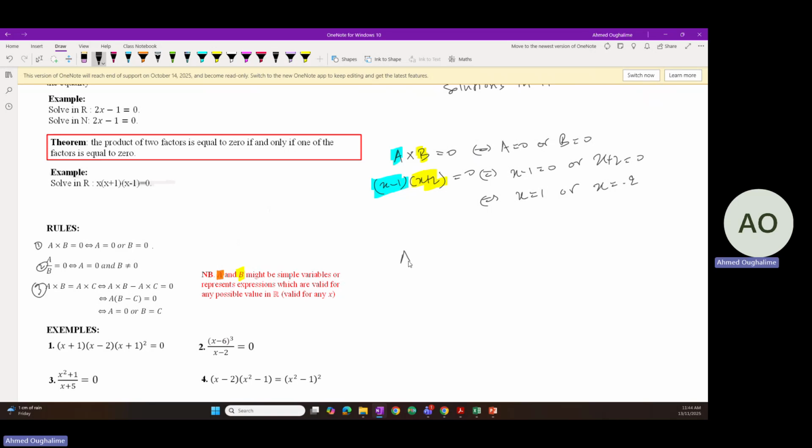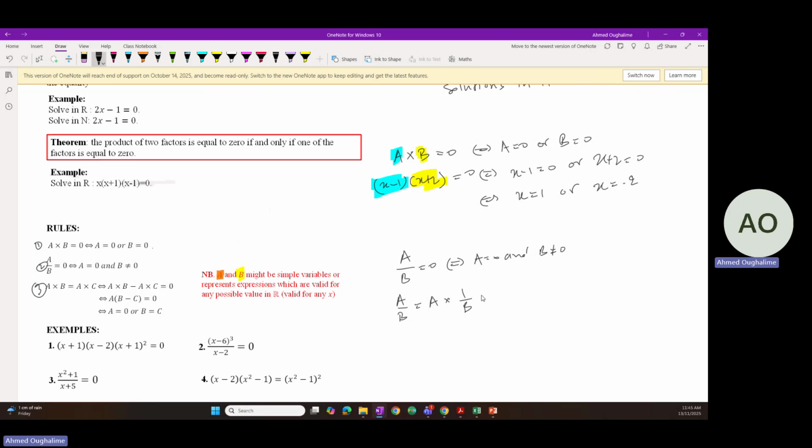For the second property, if I have A over B equal to 0, this comes to say that A equal to 0 and B is not equal to 0. Actually, A over B, I can rewrite it as A times 1 over B. If I rewrite it this way, then I'm going to use the first property to answer my question. Now, we know that 1 over something is never 0. This is the idea now.